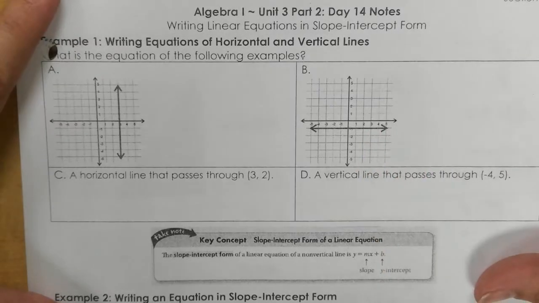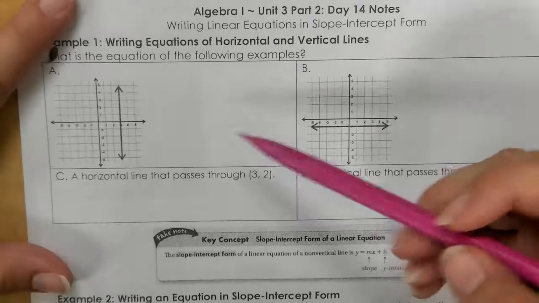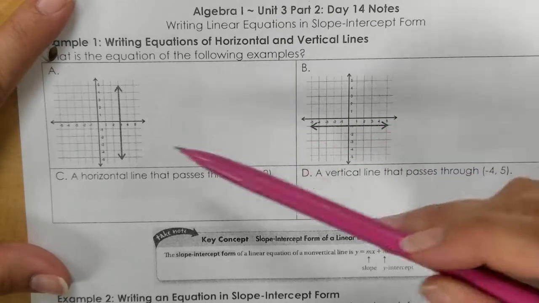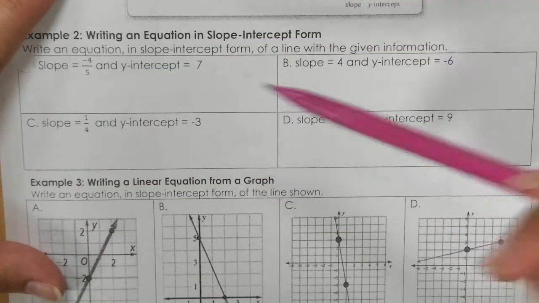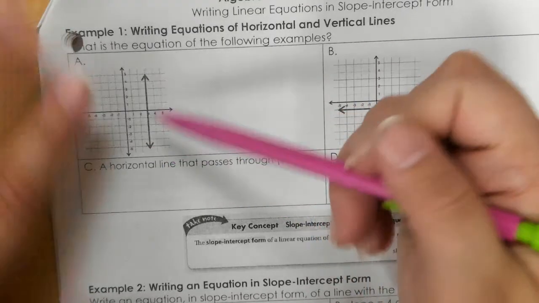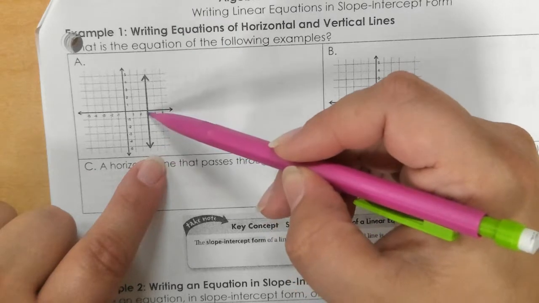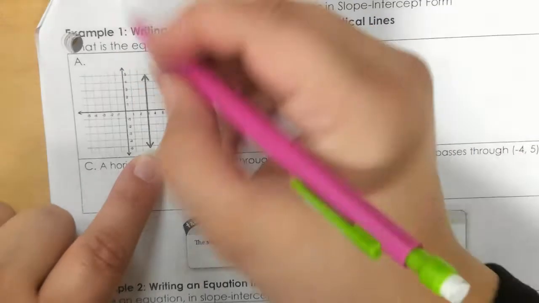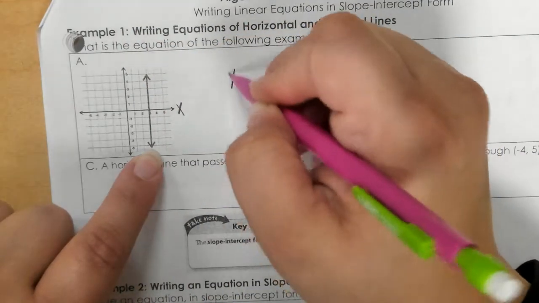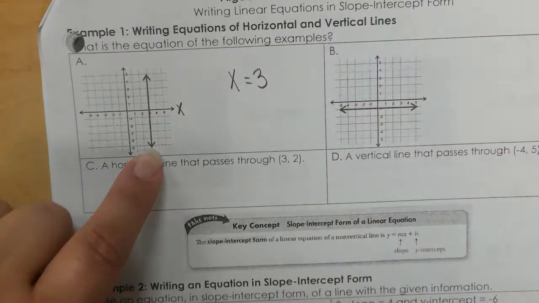For day 14 notes, we're going to be writing equations of horizontal and vertical lines here, and then we're also going to be writing equations in slope-intercept form down here. So for the first thing, in letter A, this is a vertical line, and that vertical line crosses at 3 on the x-axis. So simply my answer is x equals 3.